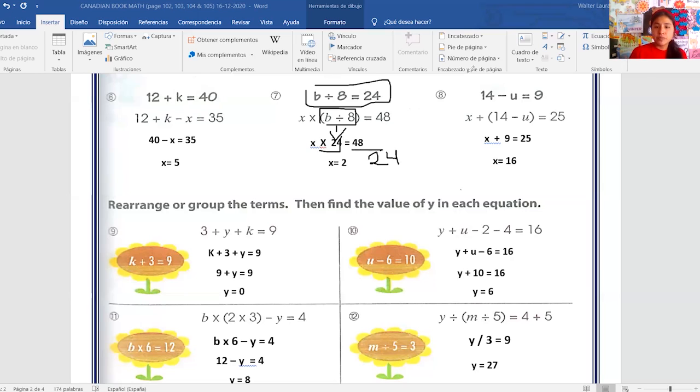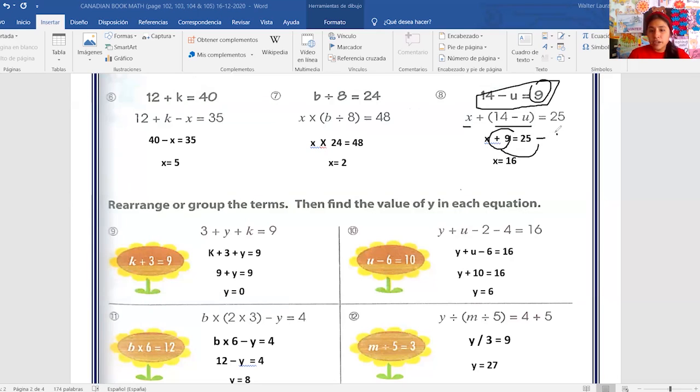That's right. And the next one, 14 minus U equals 9. Okay, my equation is X plus 14 minus U equals 25. Miss, but 14 minus U is 9. So we need to replace it: X plus 9 equals 25. Because this is addition, when it goes here, it will be subtraction. 25 minus 9 equals 16. Very good. What about the next one?